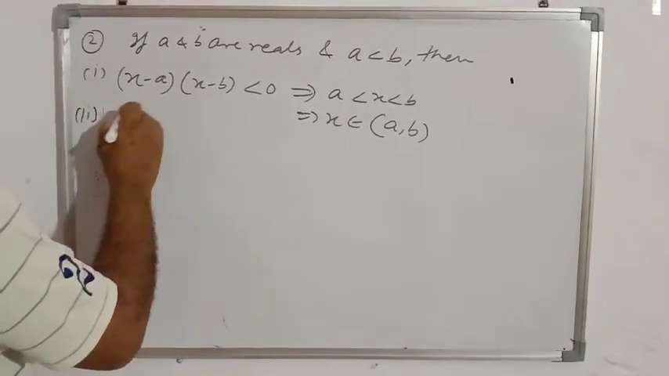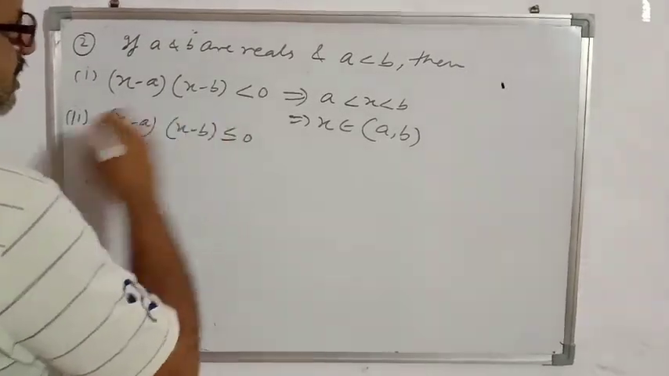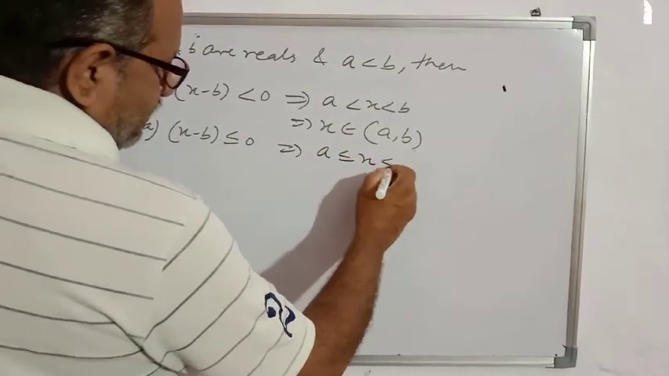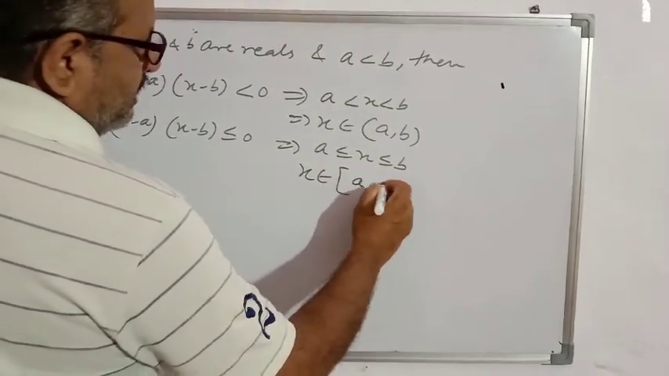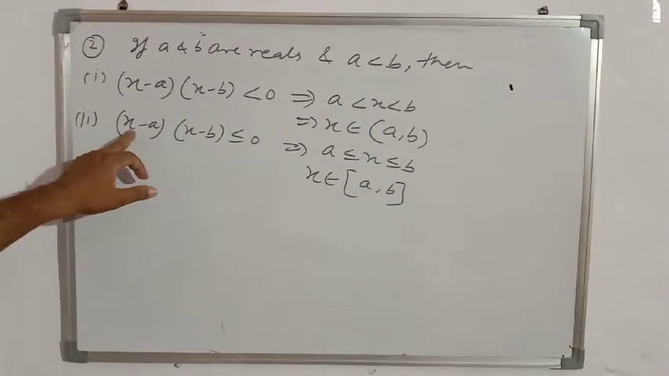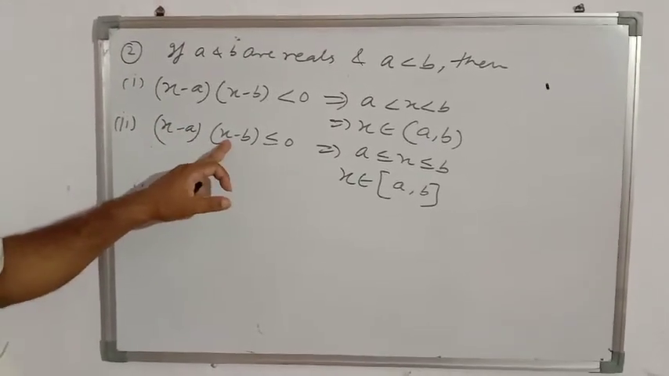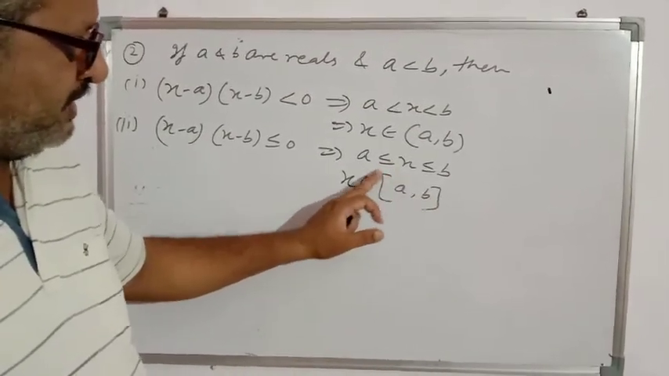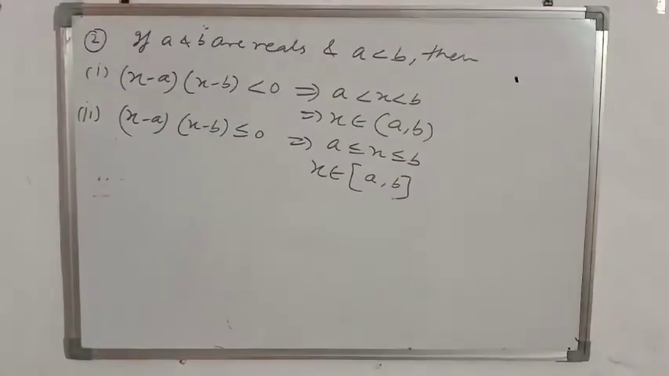Second, if x minus a, x minus b less or equal to 0, then a less or equal to x less or equal to b. So x belongs to closed interval ab. Here equal to 0 is also given. So at x is equal to a, when we put x is equal to a here, a minus a, it will be 0. X is equal to b here, b minus b will be 0. So a and b both we have to take here. So that's why we will take closed interval. Here x belongs open interval ab, x belongs closed interval ab.